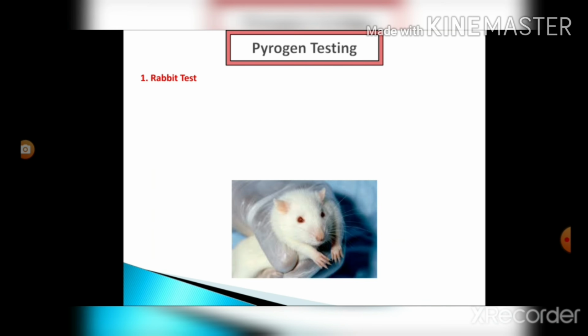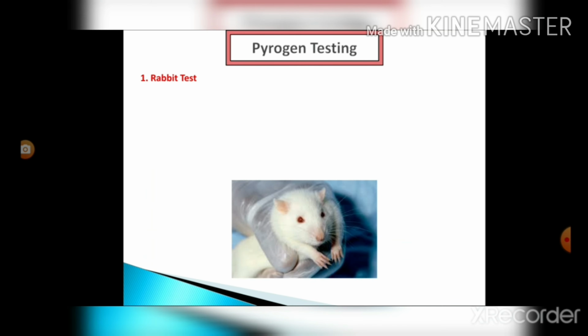Next, pyrogen testing. Now we have to identify the pyrogens from the pharmaceutical product. For that purpose, there are different tests, which we are going to understand now. Mainly there are three tests. First is the rabbit test, second one is the LAL test, and another one is the test that depends on monocytes.